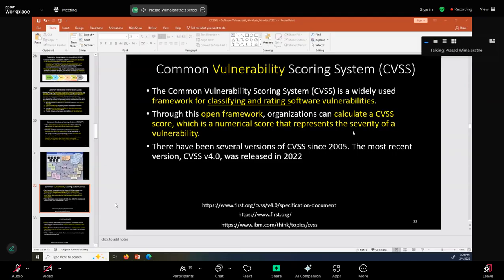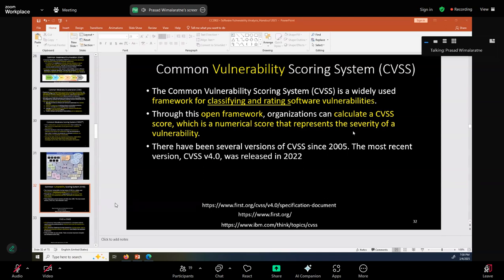So this is an open framework again, and this helps us to calculate something called a CVSS score. So we can go for a numerical score that will assess the severity of a vulnerability. Because as I said earlier, sometimes when you run a tool and try to find the vulnerabilities of a piece of software, you will end up with maybe a couple of hundred. So the question is to identify what is more severe and what is less severe, because when it comes to fixing or mitigating them, we should have some priority. So some of the frameworks help us to look at it from that angle.